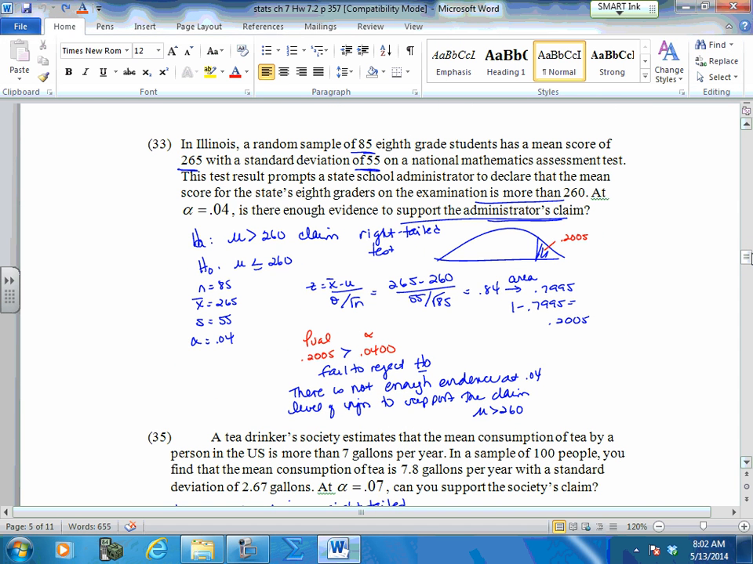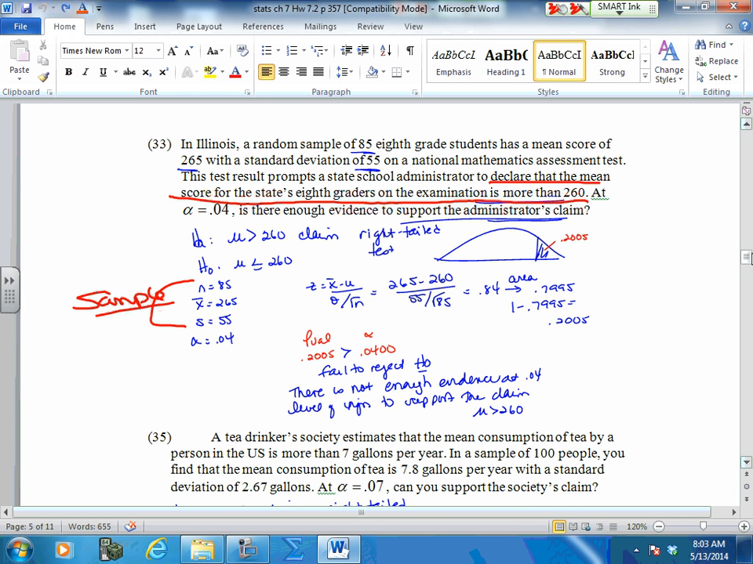33. This gave us a sample of 85. Here's your sample information. Pull out your sample information. We have to look for your claim. They gave you your sample first. Sometimes they do it differently. The test results prompt a state administrator to declare that the mean score is more than 260. After he looked at all this, he declared that it was more than 260.